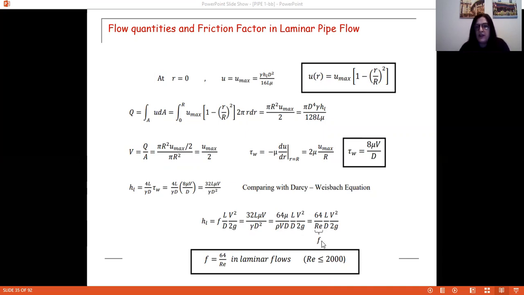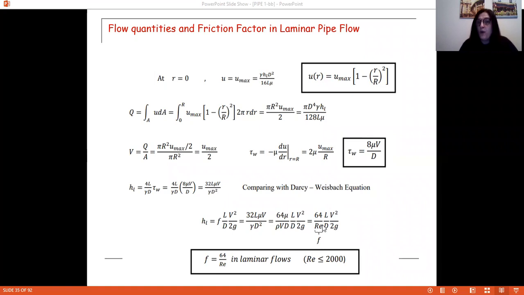And we just rearrange this equation, and we obtain that 64 divided by Reynolds number times L over D is equal to V squared divided by 2g. Now, we had started with head loss to be equal to this 32 L mu V divided by gamma D squared. That is the relation. And by playing with that relation a little bit, I ended up with this.